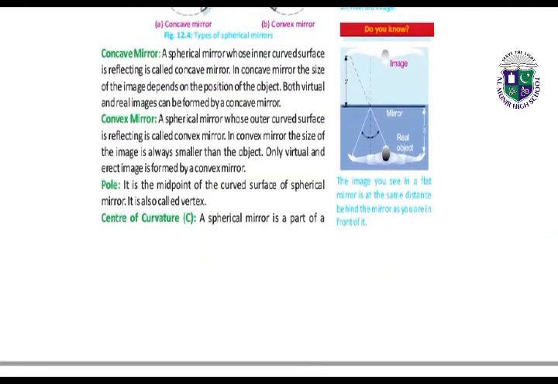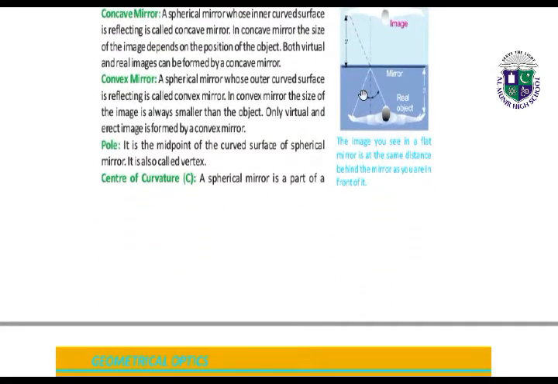Next we have the convex mirror. Above we have the figure of a convex mirror, a spherical mirror whose outer surface is reflecting. Opposite to a concave mirror, the outer curved surface of a convex mirror is reflecting. In a convex mirror, the size of the image is always smaller than the object. Only a virtual erect image is formed by a convex mirror. From a convex mirror, we can form only a virtual, erect image.